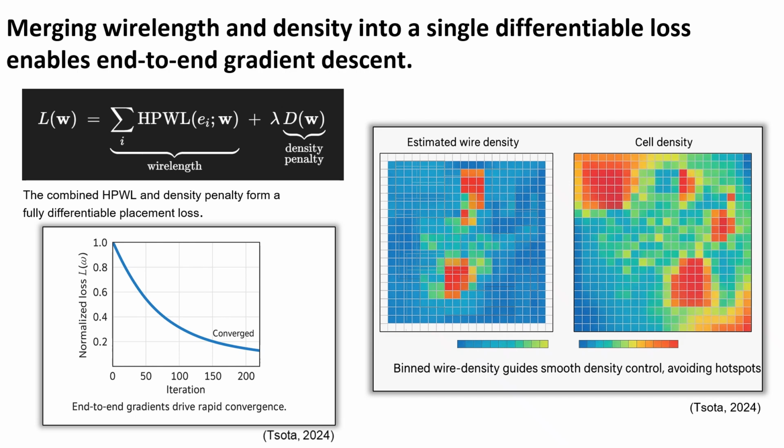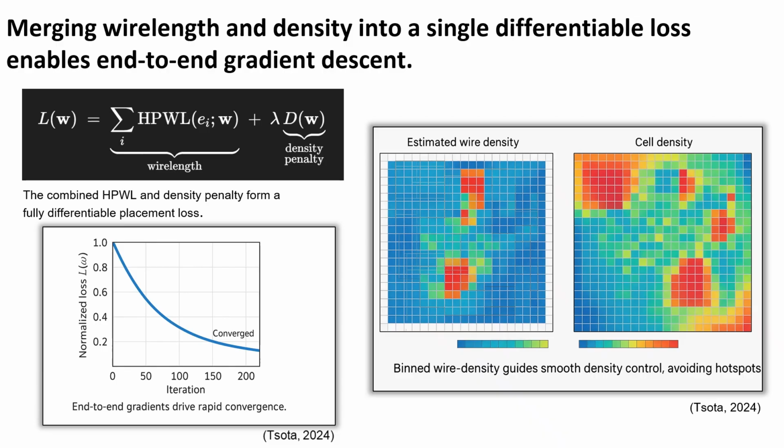This approach combines wire length minimization and overlap avoidance into a single differentiable loss function, enabling each gradient step to shorten connections and optimize cell spacing simultaneously. Notice in the plot the smooth monotonic decline and the converged marker around iteration 200. This demonstrates that end-to-end gradients drive rapid convergence. With a single differentiable loss now governing both wire length and density, the next step refines overlap control.